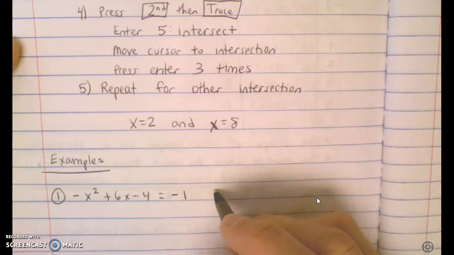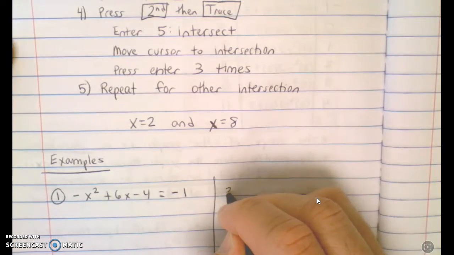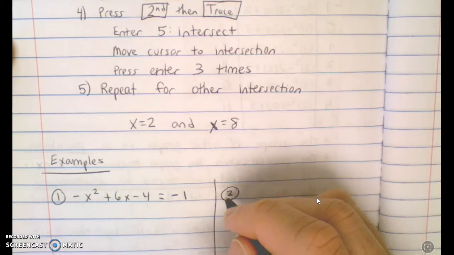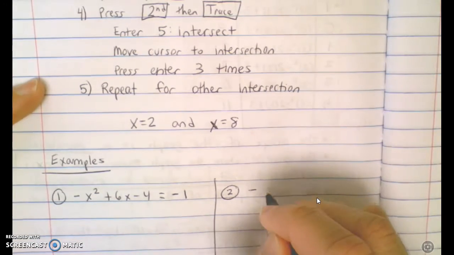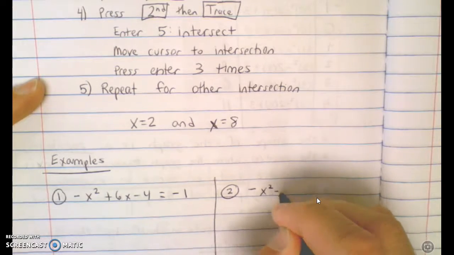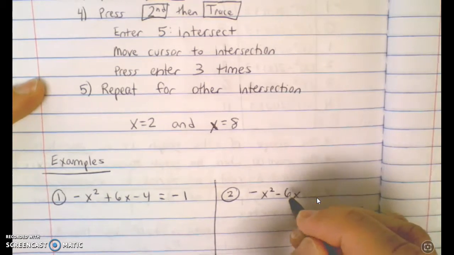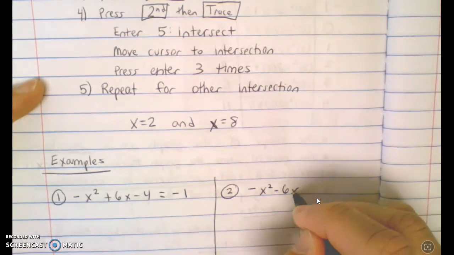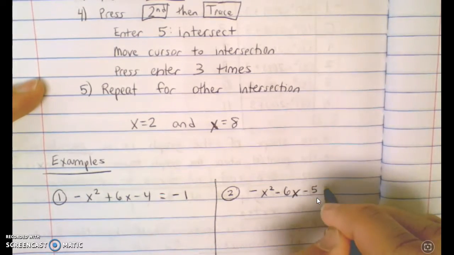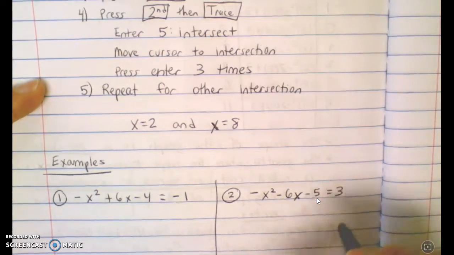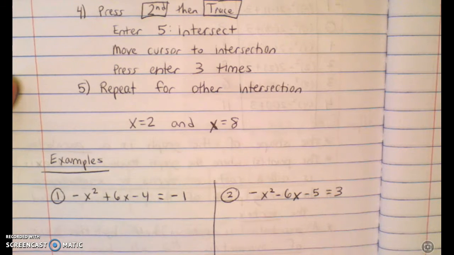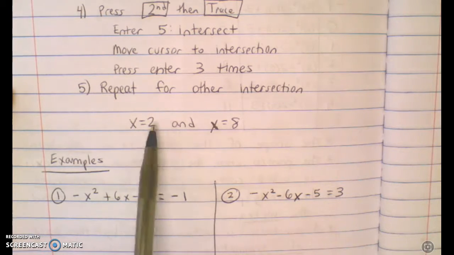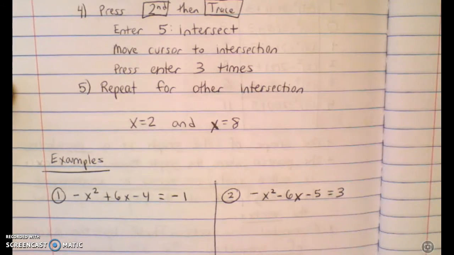And then your second problem to practice will be negative x squared minus 6x minus 5 equals 3. So I'd like you to try graphing both of those on your calculators and see if you can find the solutions where there are two solutions to those equations. So give that a shot.